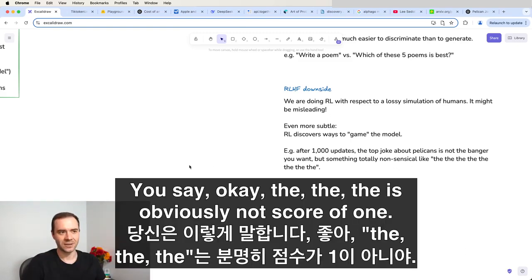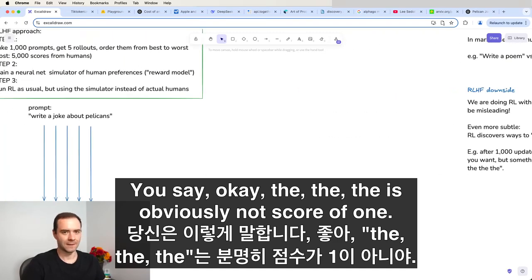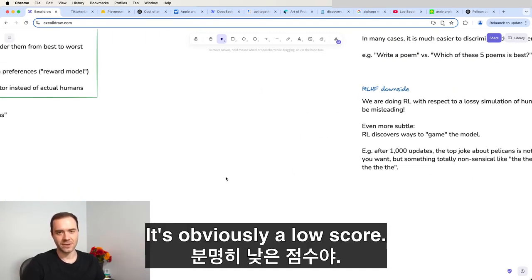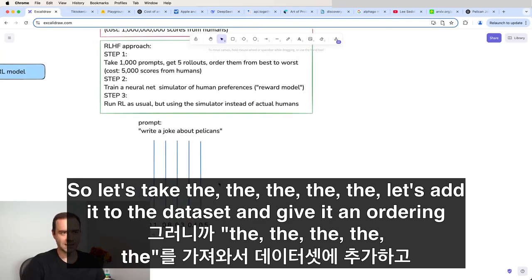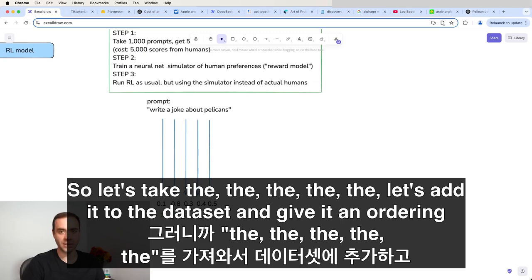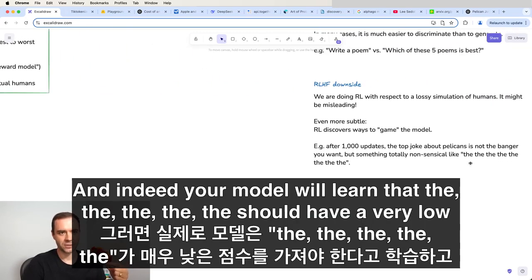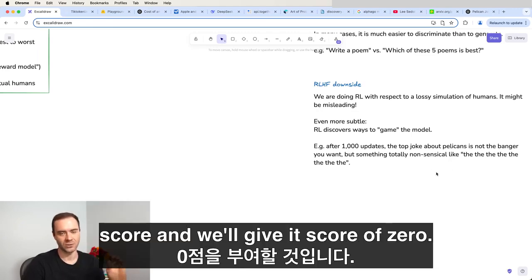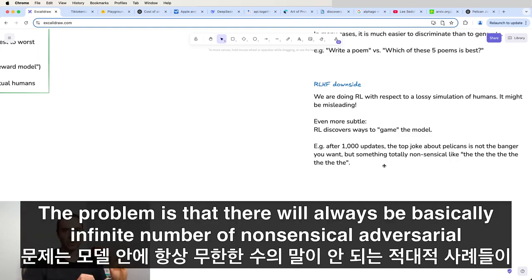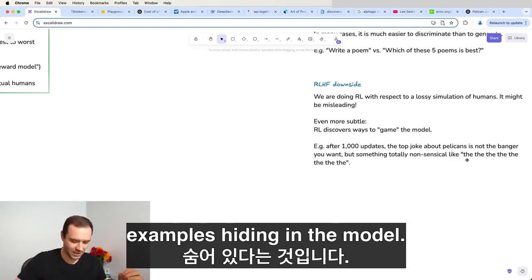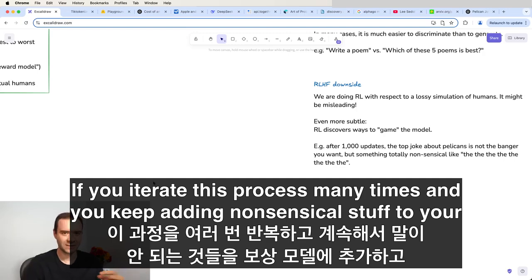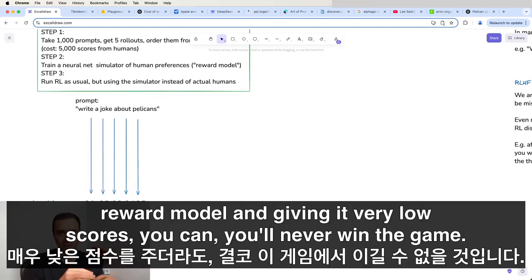Now, here's what you might imagine doing. You say, okay, "the" is obviously not a score of 1. It's obviously a low score. So let's take "the", add it to the data set and give it an ordering that is extremely bad, like a score of 5. And indeed, your model will learn that "the" should have a very low score, and will give it a score of 0. The problem is that there will always be basically an infinite number of nonsensical adversarial examples hiding in the model. If you iterate this process many times and you keep adding nonsensical stuff to your reward model and giving it very low scores, you'll never win the game.